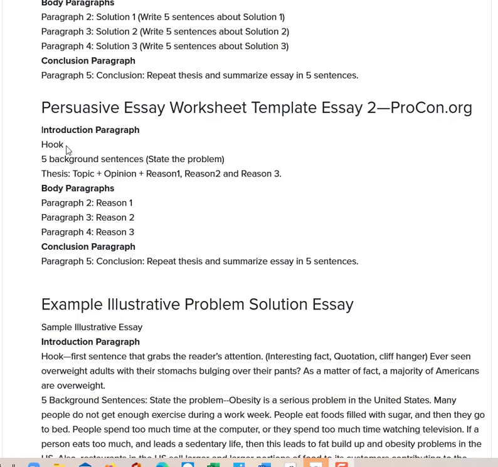Just like in the illustrative essay, there are 3 parts to your introduction. You have a hook, 5 background sentences. So by now this is familiar. You have a hook, 5 background sentences, and then you have your thesis statement. Your thesis statement is always the last sentence of the first paragraph, and it's always the first sentence of the last paragraph.